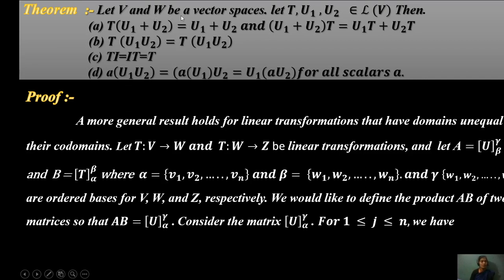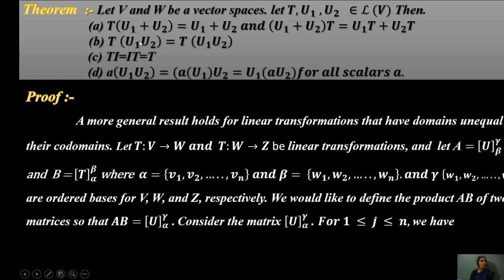Let V and W be vector spaces. Let T be a linear transformation, and let U1, U2 be elements of L(V). Then we define T(U1 + U2) equals T(U1) + T(U2), and the same holds for U2 + U1: the position of the first part and the second part changes, but the result is the same.